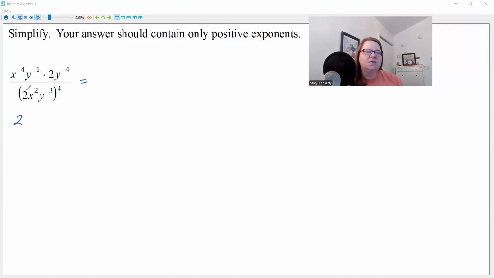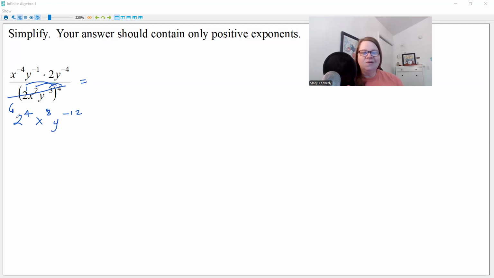So I've got 2 to the first times 4. 1 times 4 is 4. X squared to the fourth, so x to the eighth, and y to the -3 times 4, which is -12. Okay, so all of that is this. 2 to the fourth, x to the eighth, y to the -12.